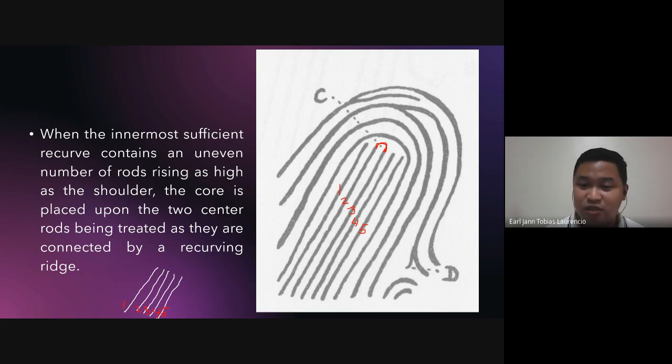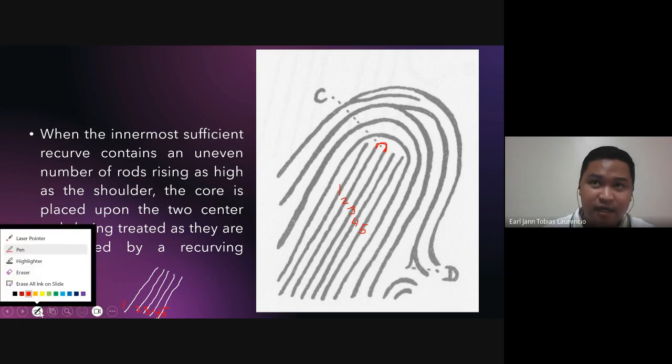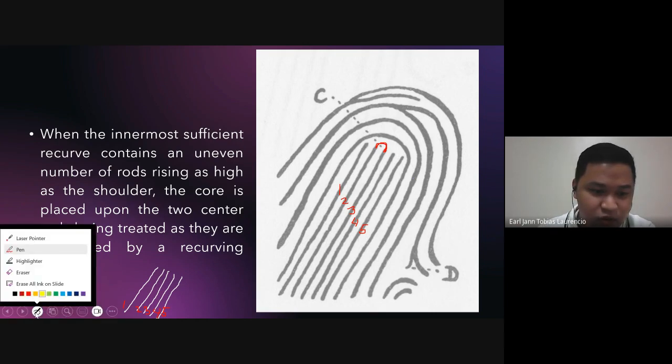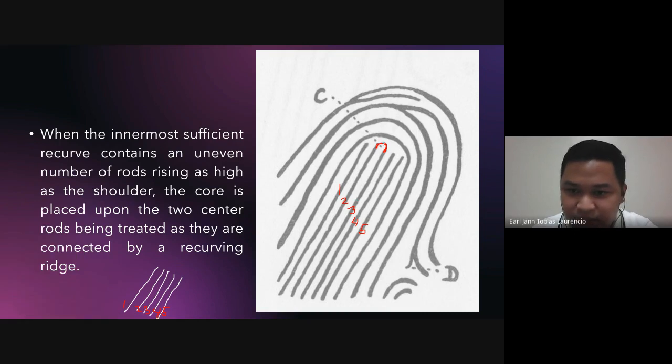So the core is placed on the center of the imaginary shoulder of the ridges. So that is rule number 3. In this case, let me use another color of pen. Let me use color blue. On that part, that is the location of our core. I hope that is clear to everyone.